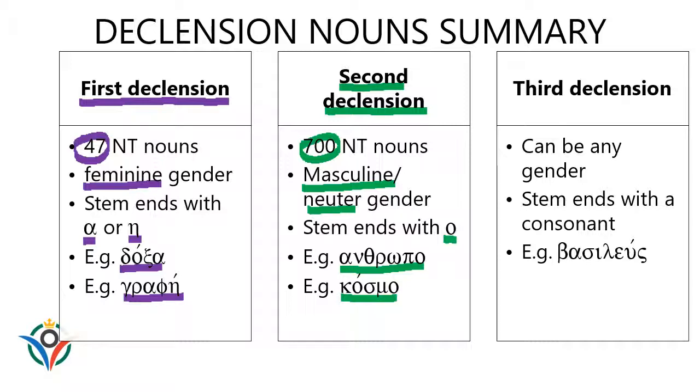And then the third declension nouns can be any gender, and their stems end with a consonant. So that's the biggest difference. And there's an example, basileus. So we are going to be focusing on second declension nouns beginning in this lesson and the following lesson, because as you can see, there are far more second declension nouns than the first or the third, and they are also easier to begin learning.